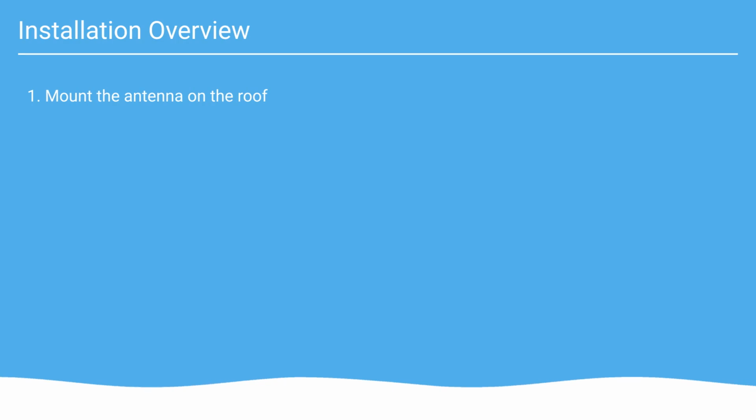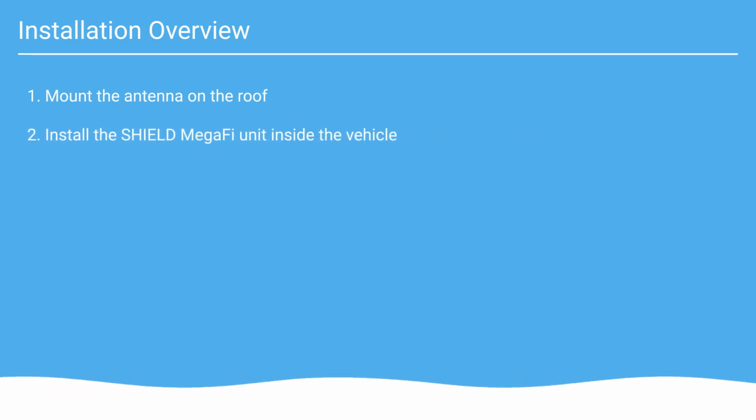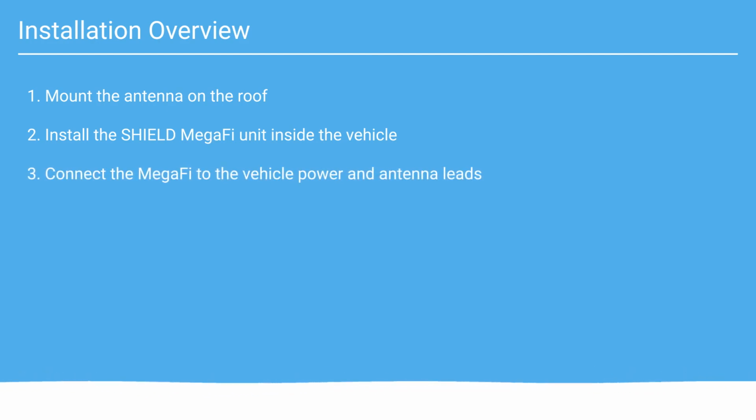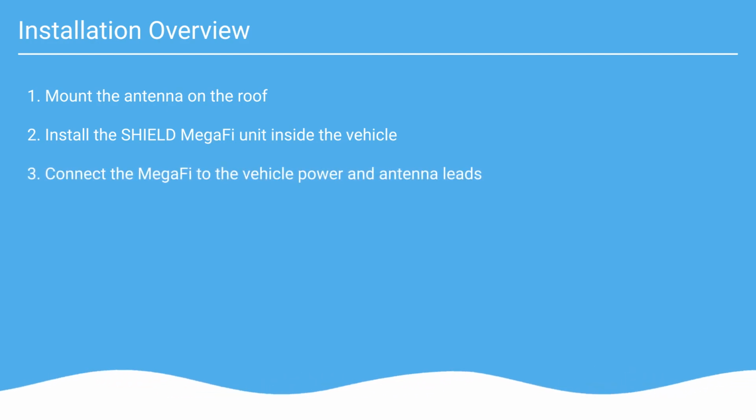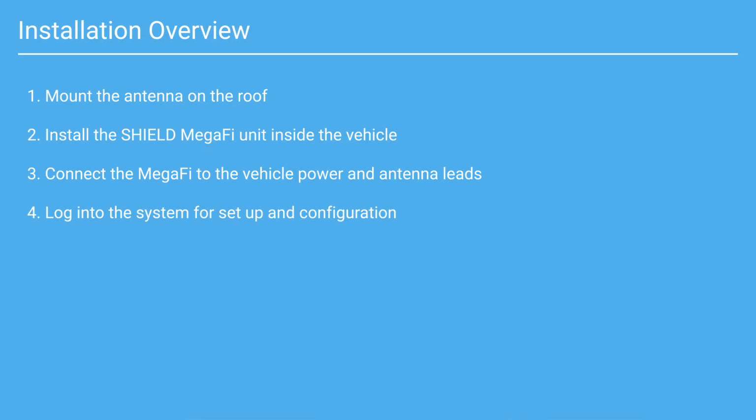To get your Shield MegaFi up and running, you will need to follow these four basic steps. Mount the antenna on the roof. Install the Shield MegaFi unit inside the vehicle. Connect the MegaFi to the vehicle power and antenna leads. Log into the system for setup and configuration.